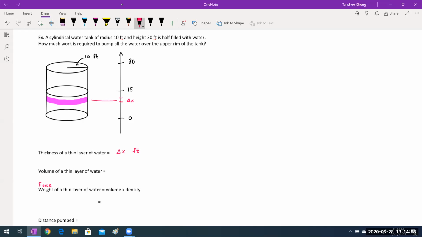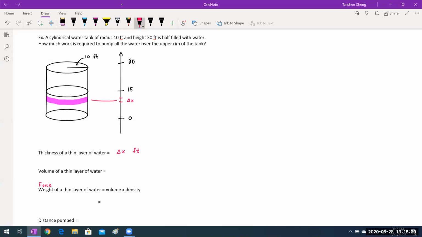But this time it is not as straightforward as the previous example anymore, because we don't know the weight. From this cylindrical shape, we can only find the volume of the water. So the weight of the thin layer of water requires the volume times the density of the water. You might have learned it before. If you haven't learned it yet, you need to know this. That's why I'm writing down this formula for you. If you took chemistry or similar before, you might know that from your lab.